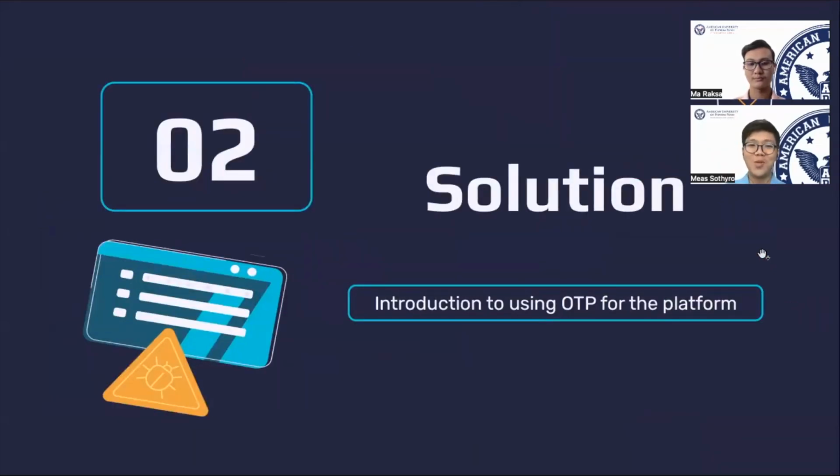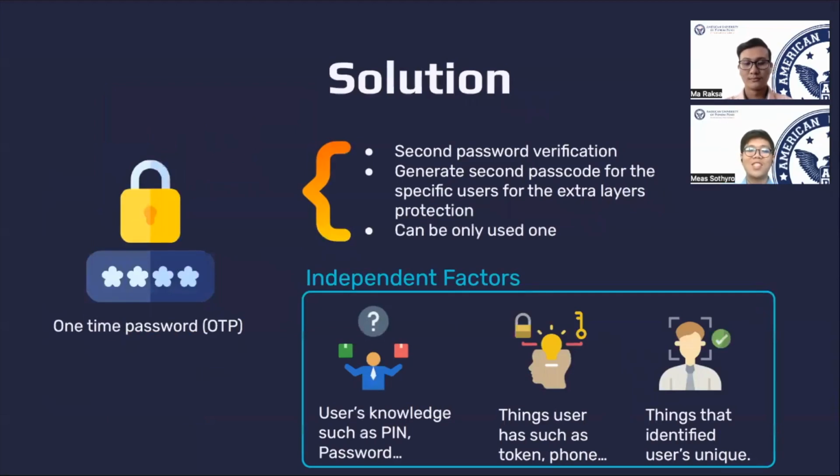So for the solution, we would like to introduce using OTP for all of our platforms. I would like to start talking about OTP. So, one-time password. The main point of a one-time password, or OTP, is basically to provide a second password verification. It generates a second passcode in order to provide the specific user with an extra layer of protection, and it can only be used once, for less than 10 minutes or 5 minutes based on the platform that you're providing.